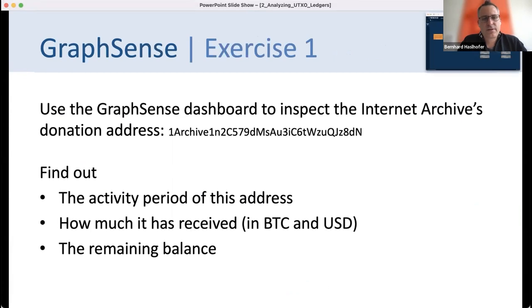So the first exercise I would like to show you is we are using the GraphSense dashboard to inspect a certain cryptocurrency address, and we're using the address I have shown you before. It's the address of the Internet Archive. And in order to show you how this works, I'm switching my screen. Just a second. I have to switch to my browser.